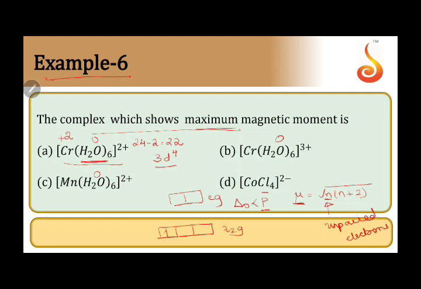So, the first, second, third electron go to t2g. The fourth electron goes to eg, giving us a total of 4 unpaired electrons. So, n is equal to 4.